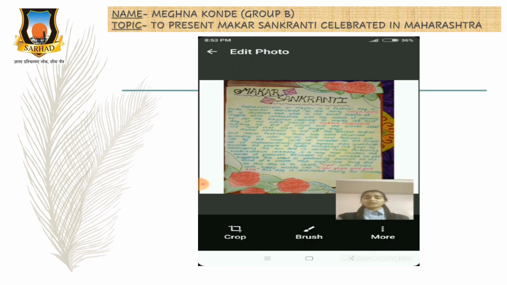It's a festival of togetherness and delicacy. The main cuisine of this festival is dishes made of til and jaggery that add sparks to the festival. Another great part of the festival is kite flying. It is also done with family. On this day, the sky is filled with colorful and designed kites.